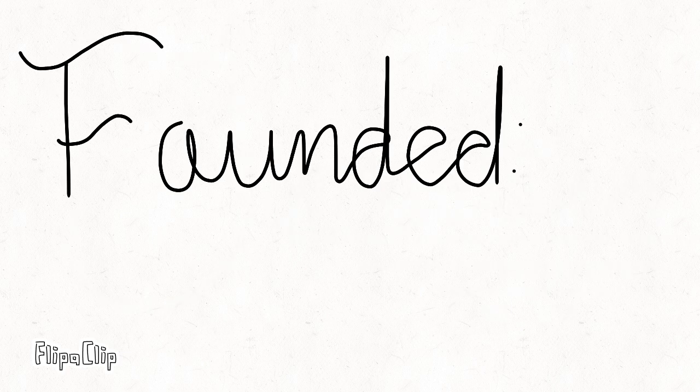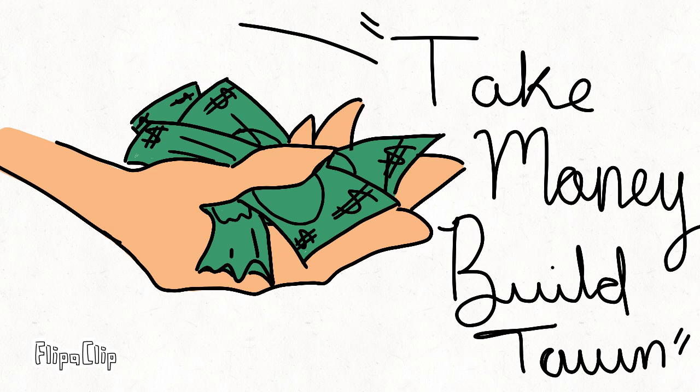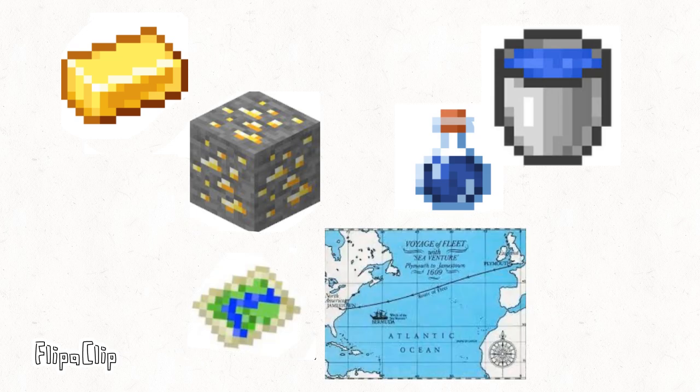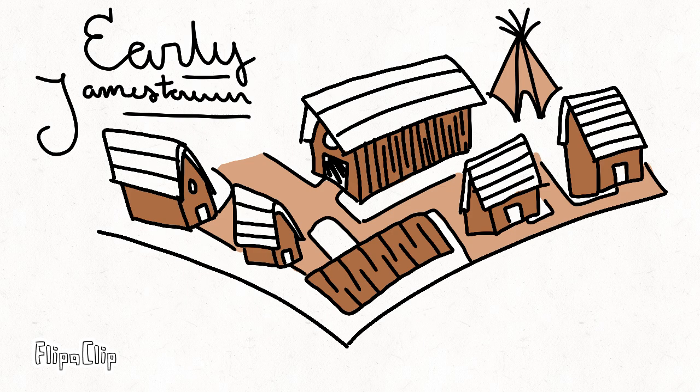This was founded in 1607 by English colonists and was funded by the Virginia Company of London. They arrived on May 13th to find gold, water, and a route to Asia for trade and expansion. This expedition was led by John Smith, and the town over time eventually grew as a colony.